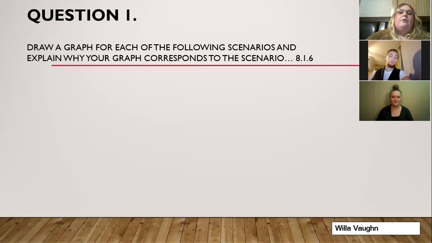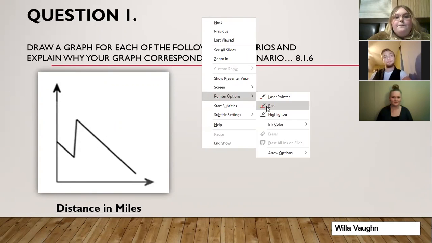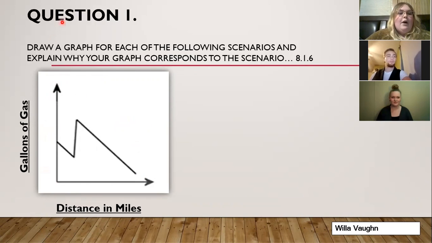So I'm going to start out with a graph that shows the scenario with how much gas is in a tank with the distance in miles. So first thing you're going to do is label your X and your Y axis. You can see down here, this is going to be our x-axis, and that's going to be the distance in miles, and that's going to be how far we move. And then here is going to be our y-axis, and that's going to be how many gallons of gas we're going to use while we go the distance we're going.